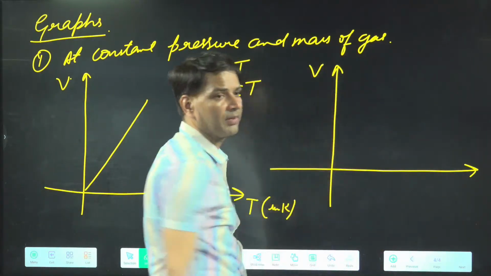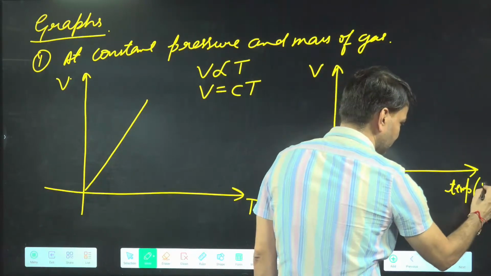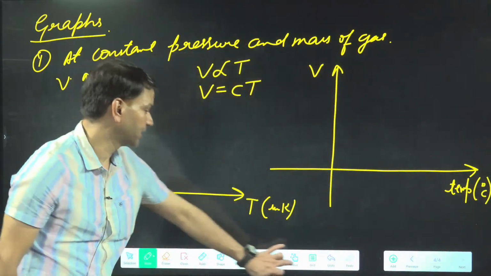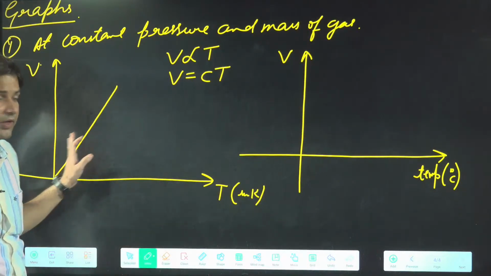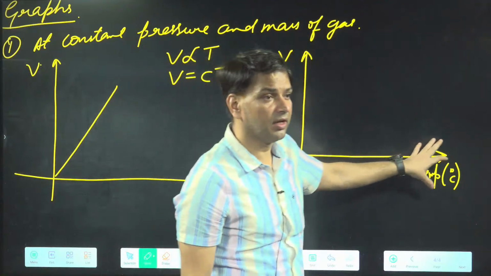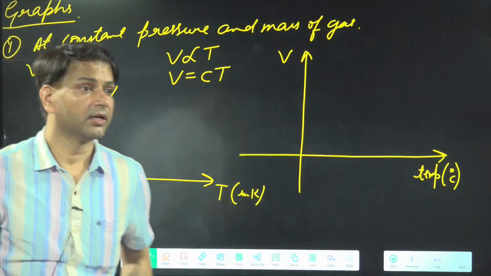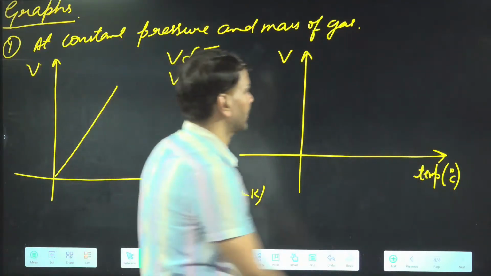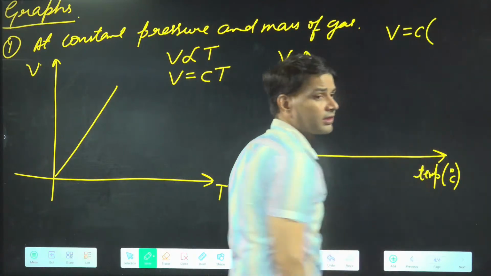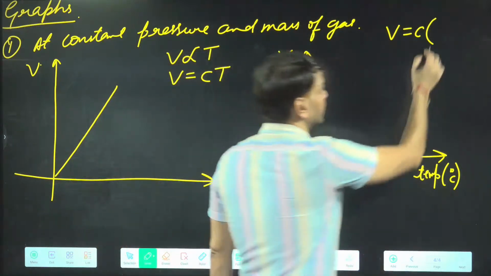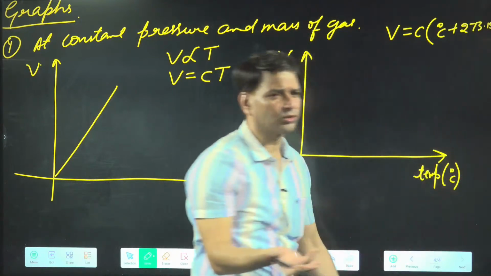Next, the same graph I am asking between V and temperature, but temperature I am putting in degree C. If I am drawing with Kelvin temperature and volume, I am getting this graph. If I am drawing between the volume and temperature, but temperature in degree C, what will be the change? Negative. Because then you can say volume is equal to any constant C, and Kelvin you will convert into degree C. So degree C plus 273.15, or sometimes they give only 273.